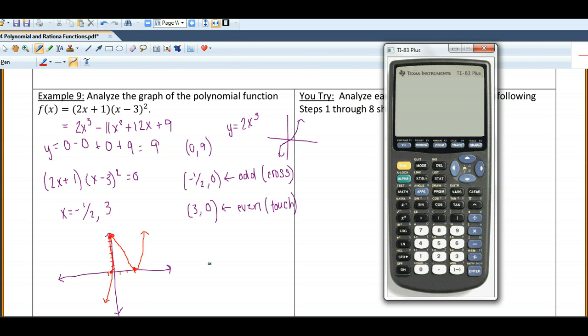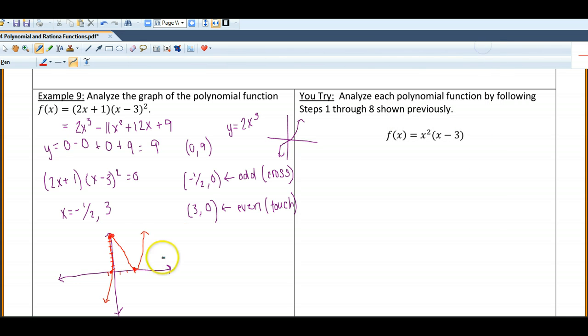So from this, we can approximate the turning points of the graph. It turns here and here. It's actually pretty easy to see where the turning points are. We don't really need to do anything else because it's very easy to see where the turning points are. It turns up here and it turns down here.